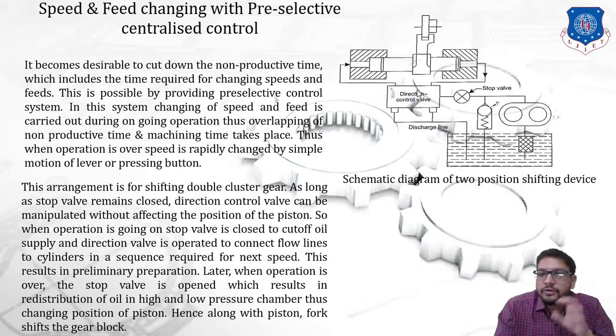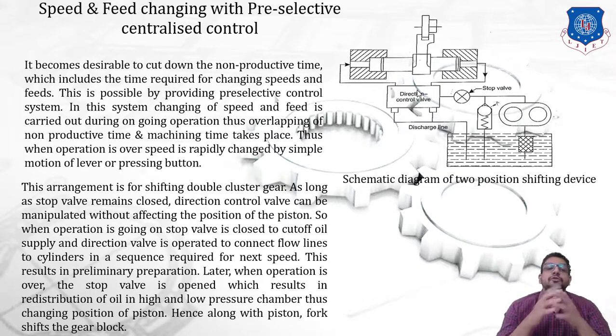Okay, later when the operation is finished, we can say the stop valve will be opened, which results in a redistribution of oil in the high and low pressure chamber and thus changing the position of the piston. Hence, along with the piston, the fork shifts the gear block. So this is how this arrangement of the system is going to operate. So this is one of the parts. This is a representation of a two position shifting device.